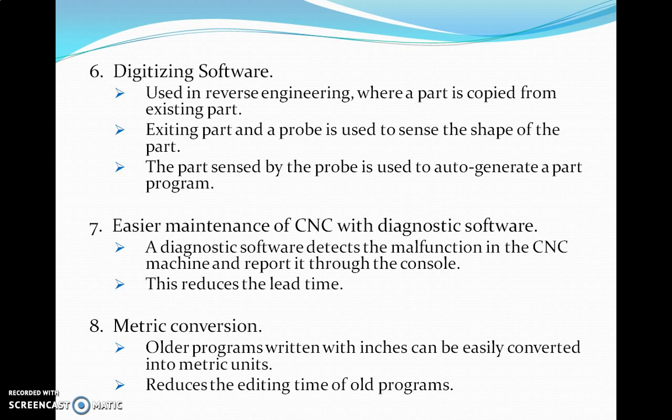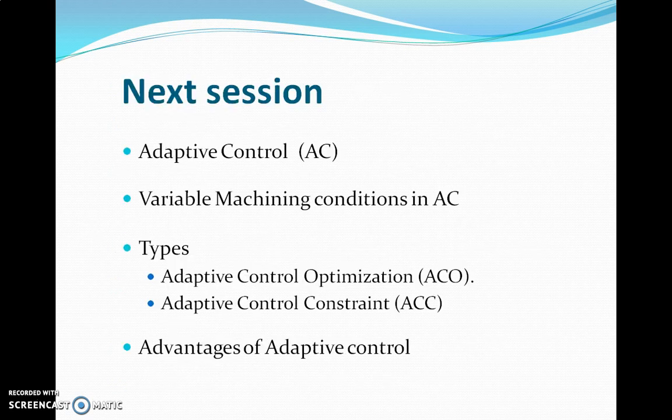One more advantage of CNC is metric conversion. Older programs written in inches can be easily converted into metric units. So basically you can convert any program which has been written in any unit into the unit that you want. So this reduces the editing time of old programs. So these are a few of the features and advantages of CNC over conventional NC.